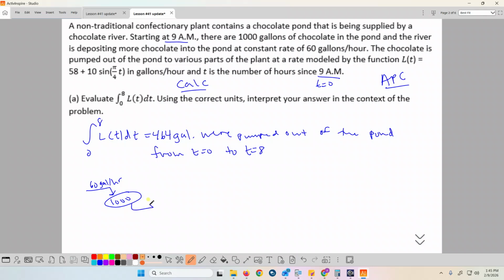Now, chocolate is also being removed from this pond into different parts of the factory at a rate of that L of T function, also in gallons per hour. That's really important that we recognize. What that means is that there's a rate in and a rate out function happening here. Now, 60 gallons per hour just means 60 T. But this rate out is going to play an important role.